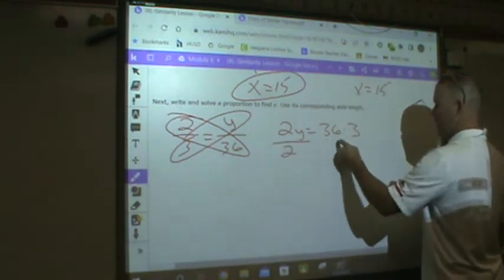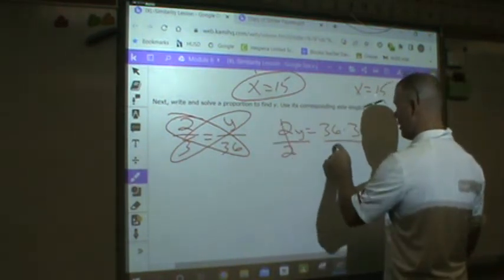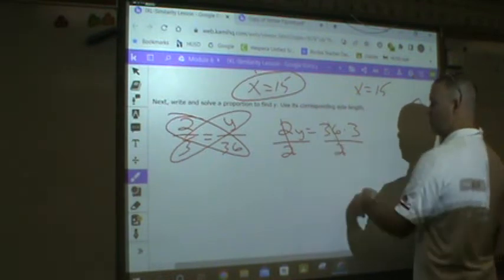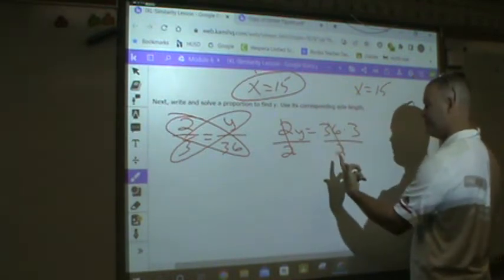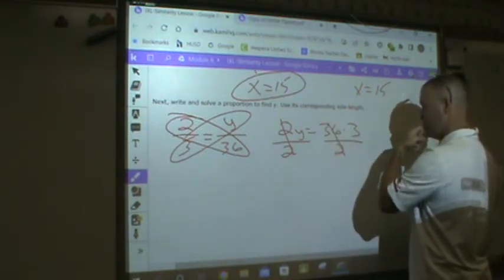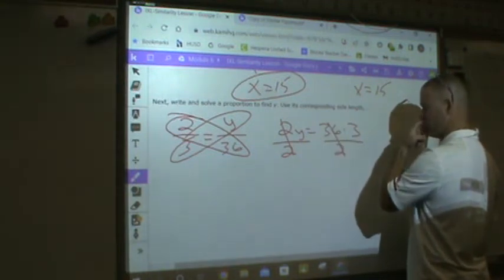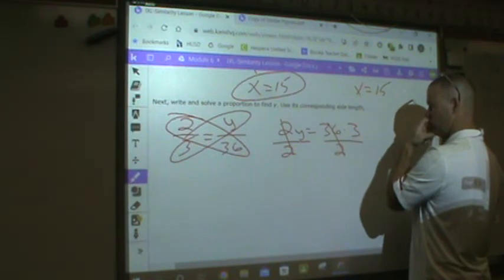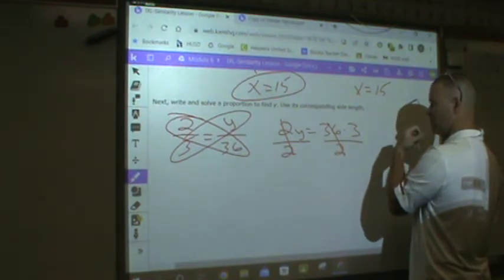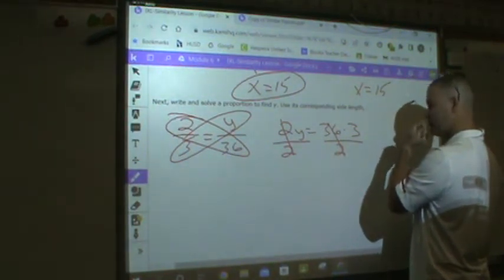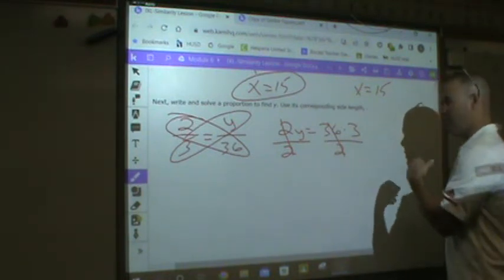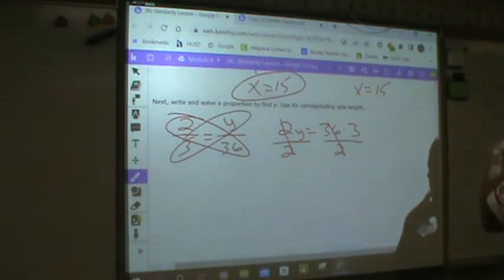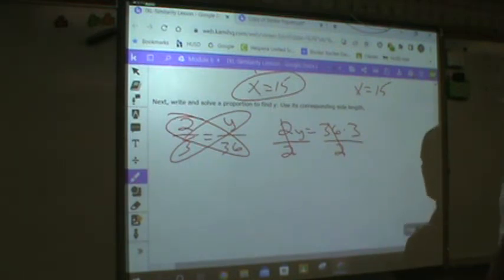I'm not going to multiply 36 times 3 because that's going to be a big number, but I am going to divide by 2. 2 will go into 36 how many times? How many times will 2 go into 36? What's half of 36? Suddenly Mr. Wilson is drawing a blank right now. Okay? He's having a Wednesday. A Monday on a Wednesday.